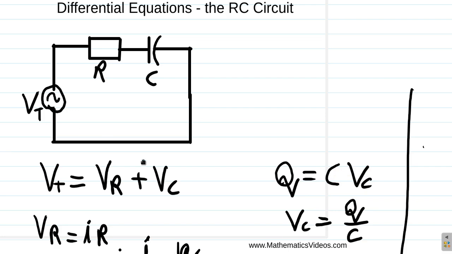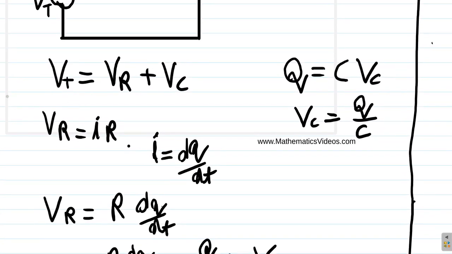We have that. And then the resistance voltage. Now, V is IR, right? The voltage across the resistor is current times resistance. At the same time, the current is the rate at which charges are flowing into the capacitor, or out of the capacitor as it discharges, right? So I is equal to dq by dt. So what we have is VR equals resistance times dq by dt.